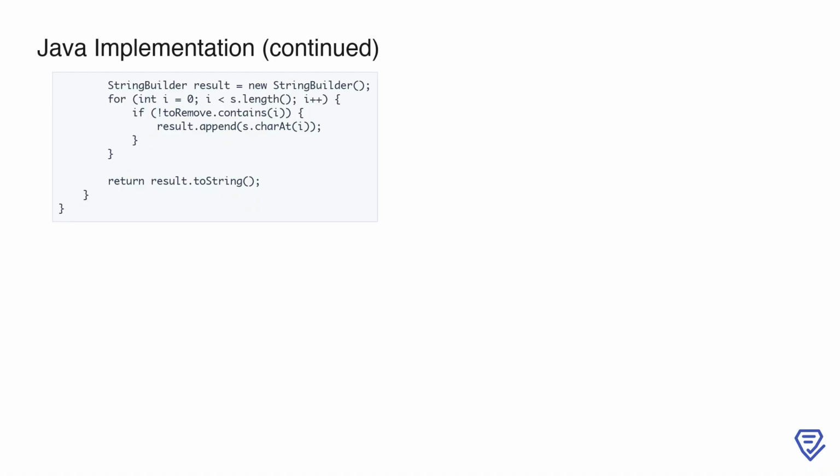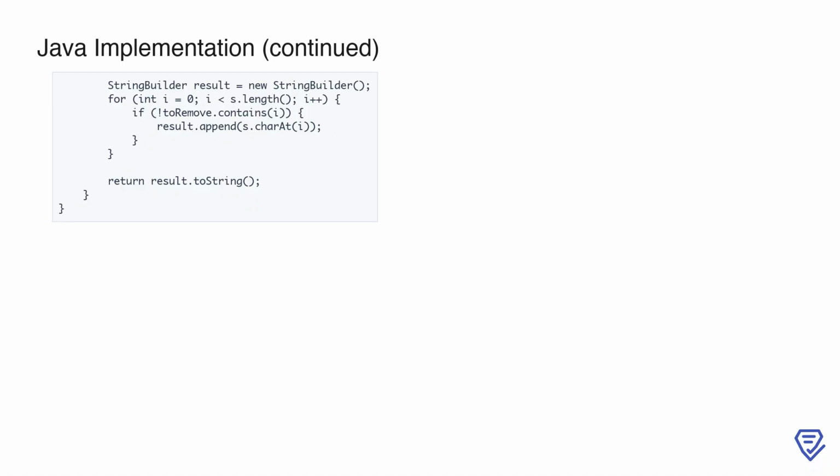We initialize a string builder to efficiently build the result. Then, we iterate through the string once more, checking each character's index. If the index is not in the toRemove set, we append the character to the result. This ensures that only the valid parentheses and other characters are included in the output.